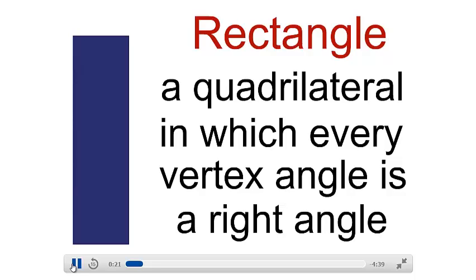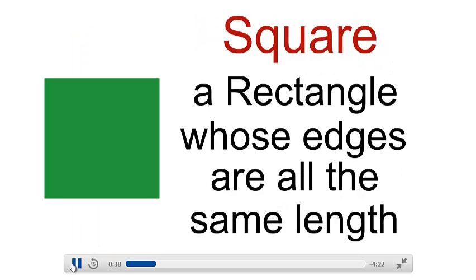A rectangle is a quadrilateral in which every vertex angle is a right angle. Remember, the opposite sides of a rectangle are equal. A square is a rectangle whose edges are all equal. That is, the edges are of the same length.